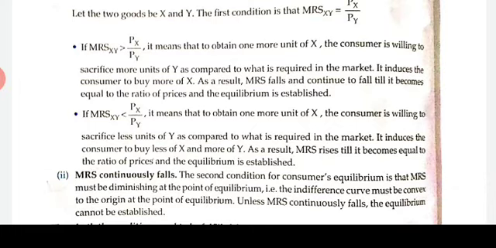So the condition is MRS XY equals PX by PY. If in any situation the equilibrium is disturbed and MRS does not equal PX by PY, then by various adjustments the consumer will again come back to the equilibrium point, MRS XY equals PX by PY.